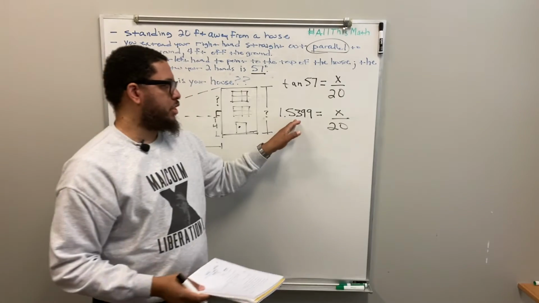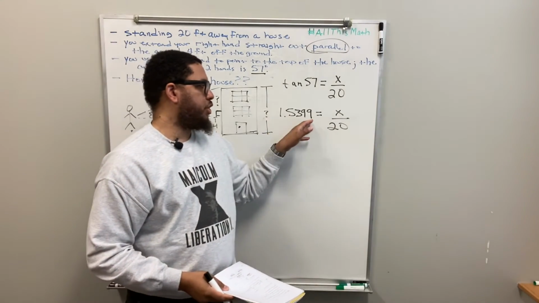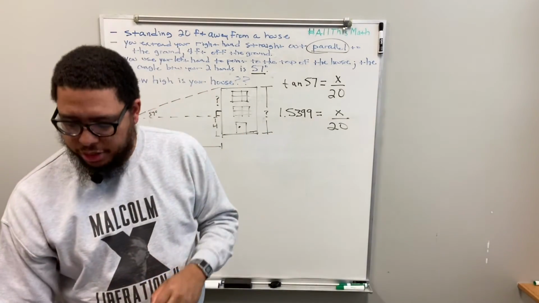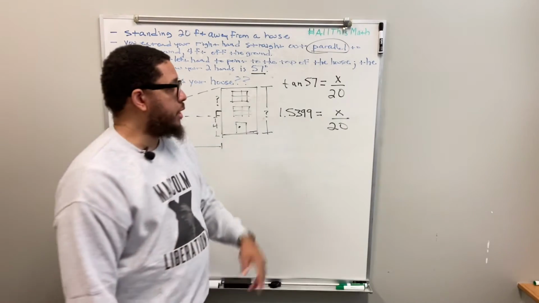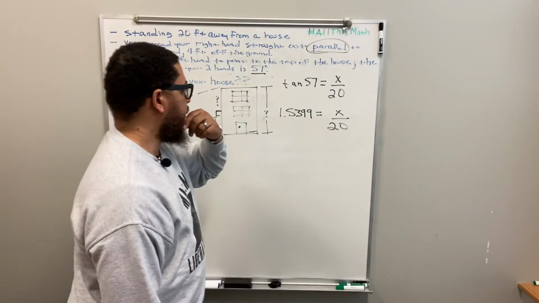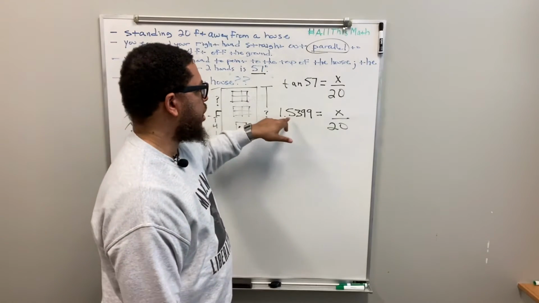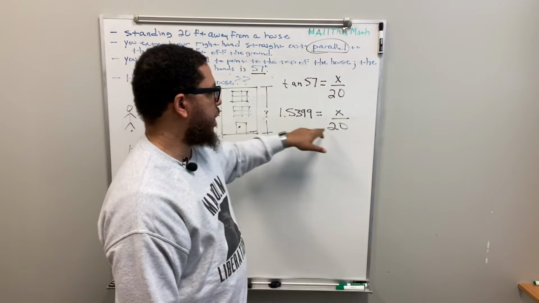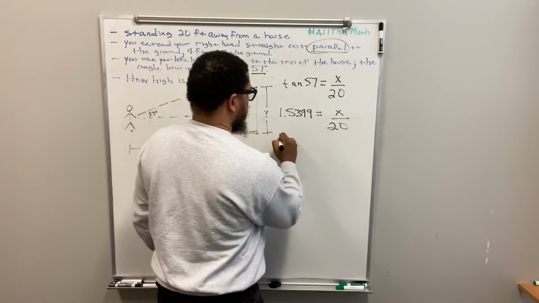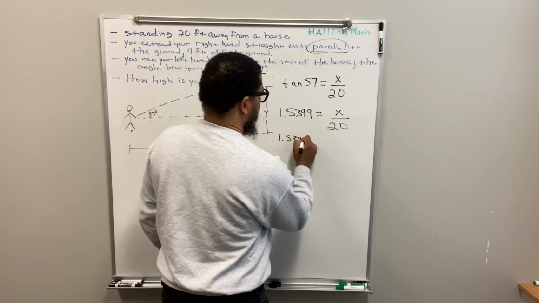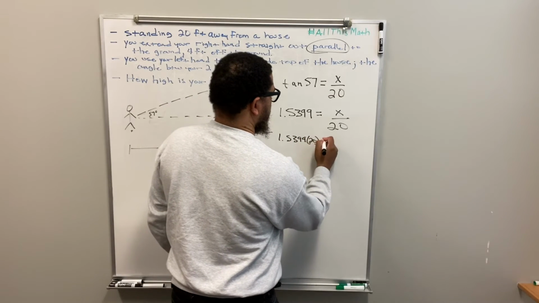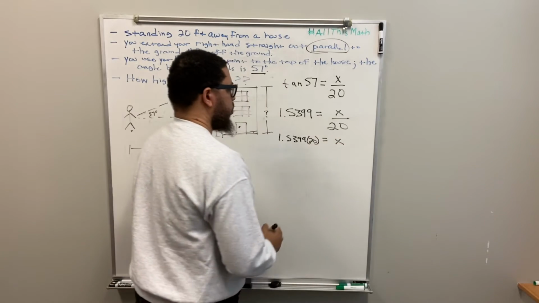And we round this out. We typically round trig ratios out to 4 decimal places, right? So 1.5399 is equal to x over 20. And then I'm going to solve for x by basically cross multiplying, just doing 1.5399 times 20 equals x.